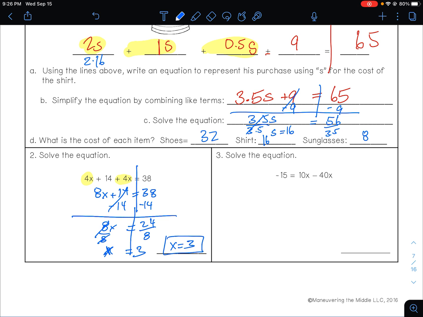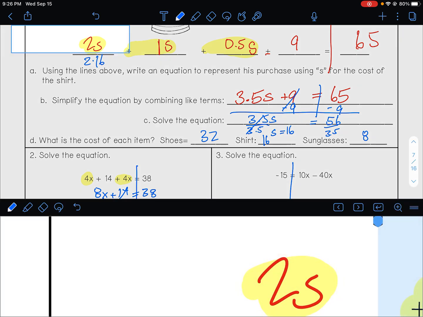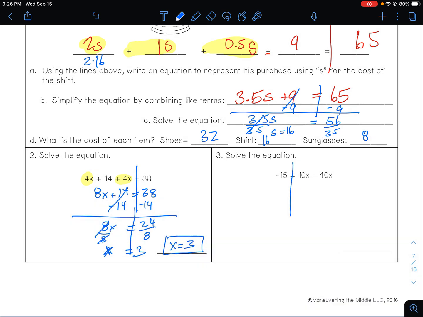Number 3. Draw my little wall up. We have negative, hey, yikes. We have 10x over here and minus 40x. Those are like terms. So 10 minus 40 is, we have positive 10 minus 40. Well, what we do is we subtract. That gets us 30, and we take the sign of the larger number. The larger number is negative, so negative 30x equals negative 15.